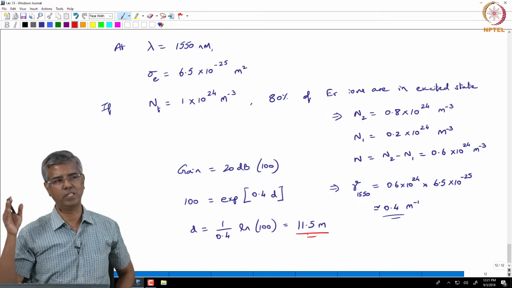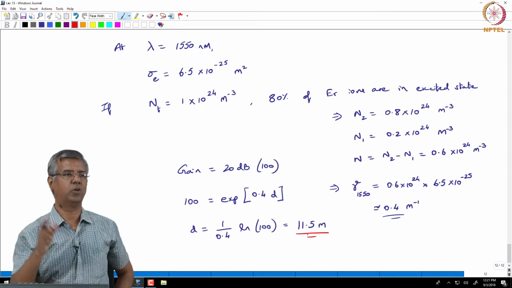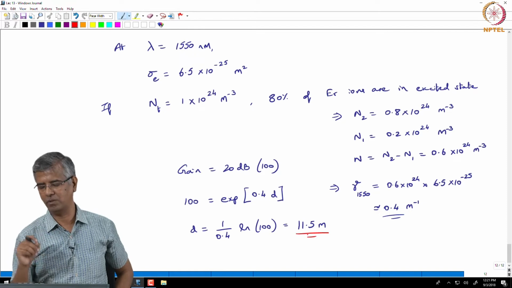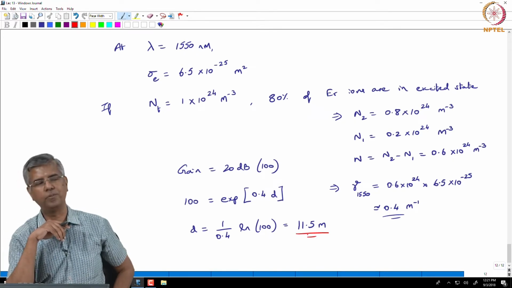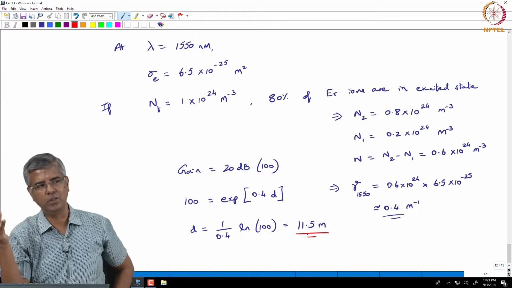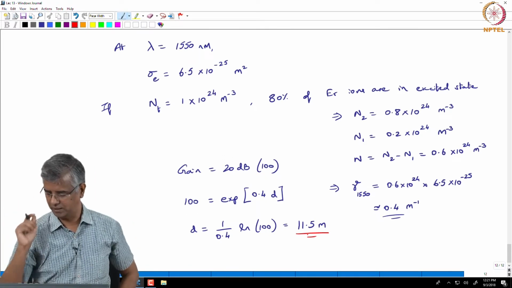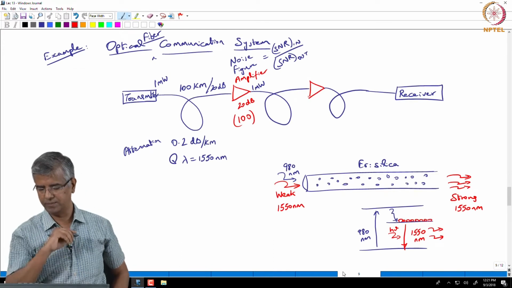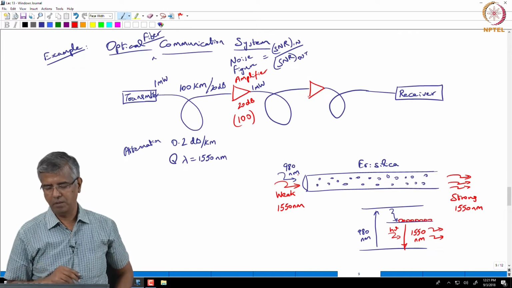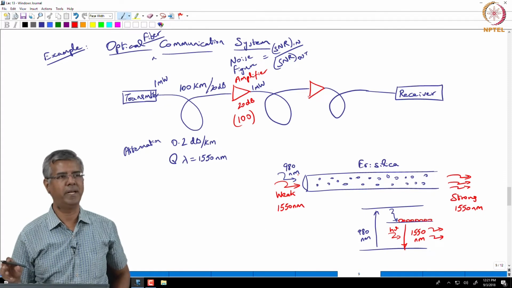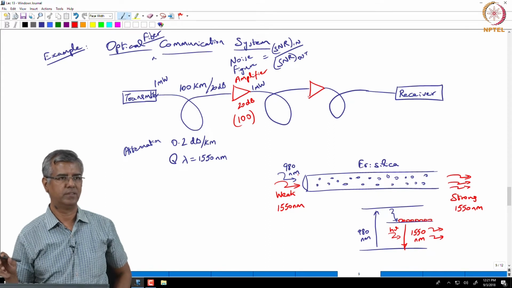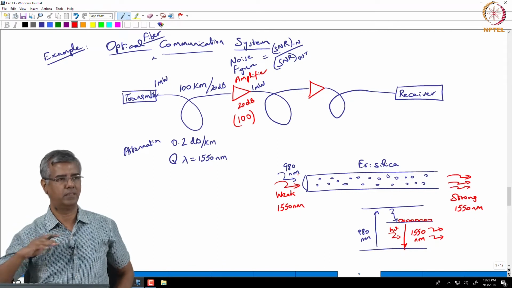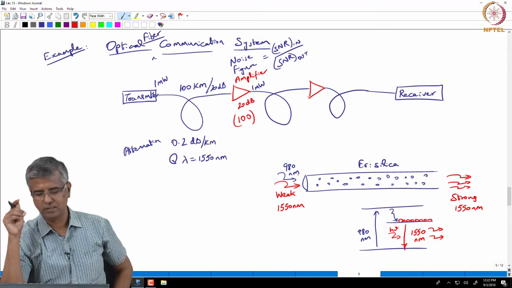Otherwise, you will have to see what is the inversion at each location, and you have to account for the inversion at each location. So, what is the corresponding gain coefficient at each location, and based on that you would have to do the calculation. So, what I am talking about is, if you go back and look at this picture over here, we said both our pump as well as the signal is actually launched from one end of the fiber, okay. So, the pump is actually getting absorbed as it propagates down the fiber, okay.